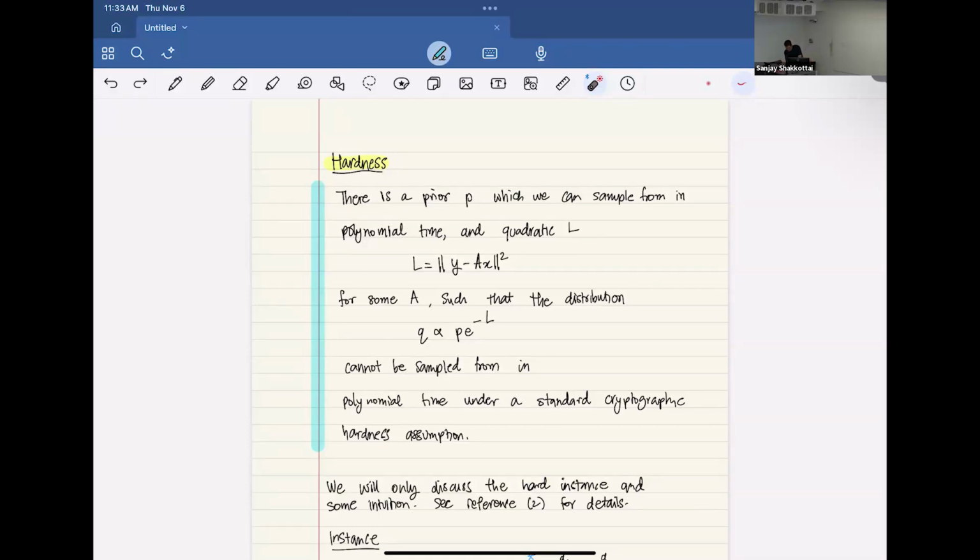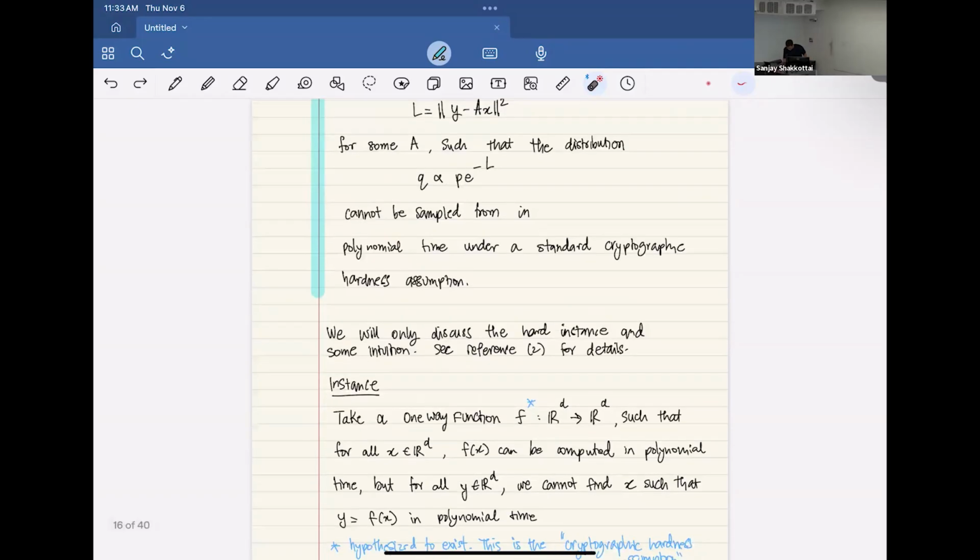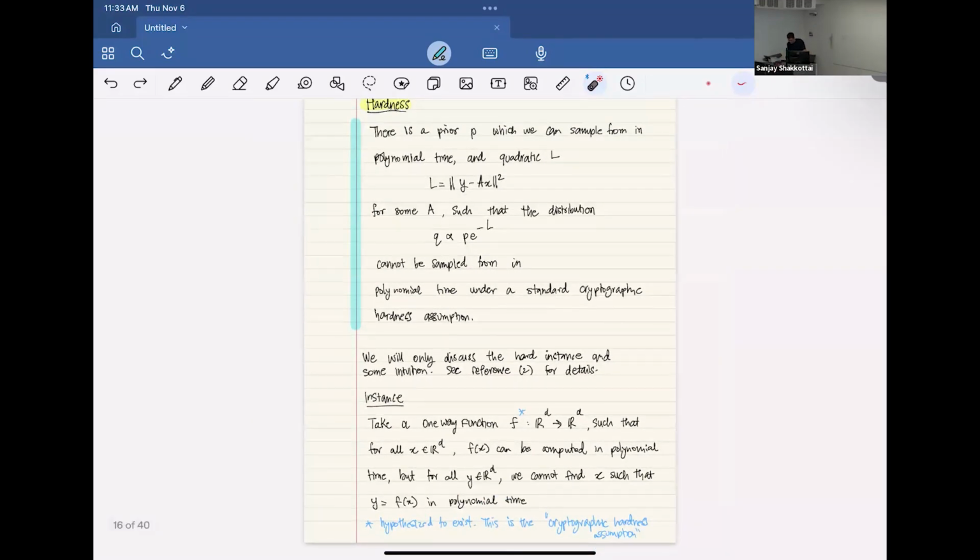I haven't even said what sampled from in polynomial time means. The reason I don't say is because they have a different notion of distance. It's kind of like a TV distance, but not really. It's not a KL distance. It's something else, and I don't want to talk about what it is. But basically what they're saying is you cannot sample from the posterior efficiently. The cryptographic hardness assumption is also something I'm not going to get into.